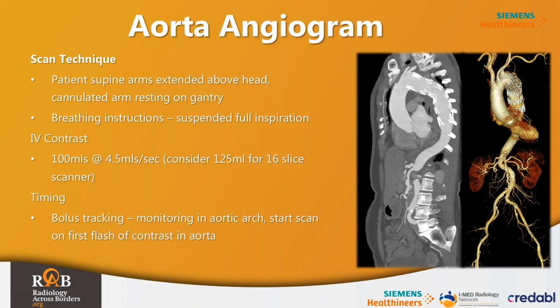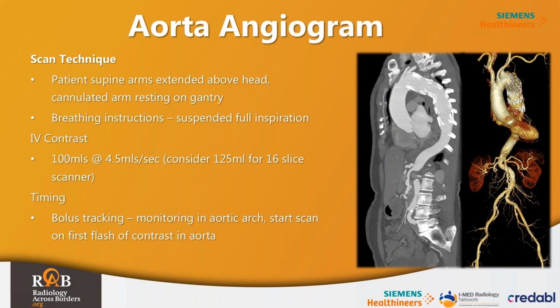So again, supine, arms above head. We're going to have a suspended full inspiration. We're going to go 100 mils of contrast at 4.5 mils a second. Now, potentially 125 mils for slower scanners. And if you're not sure, 125 mils might just be a safer option.